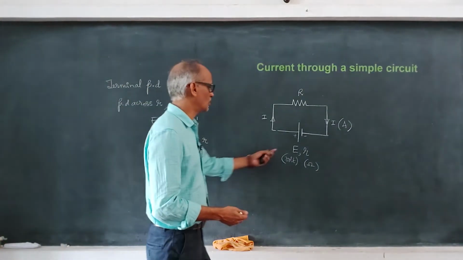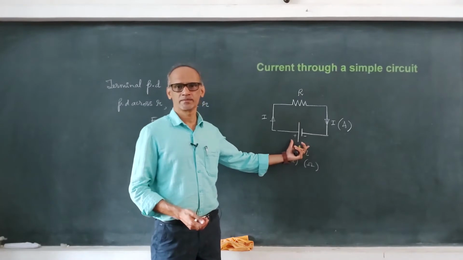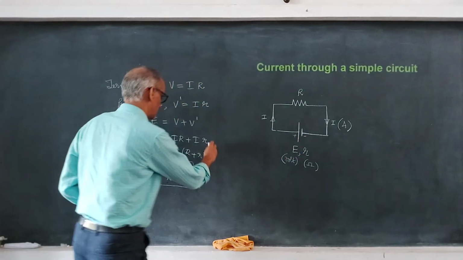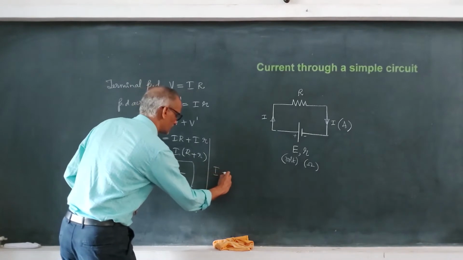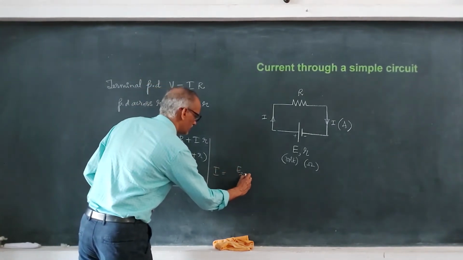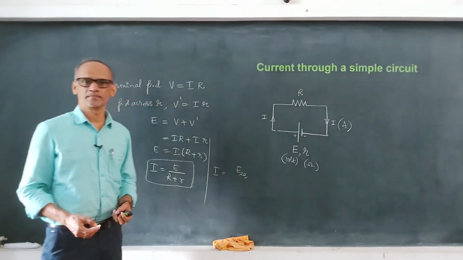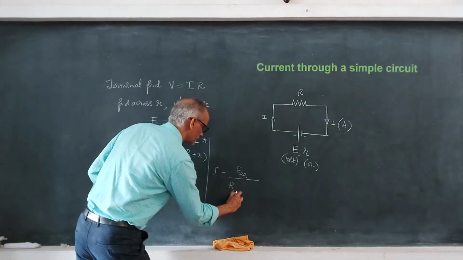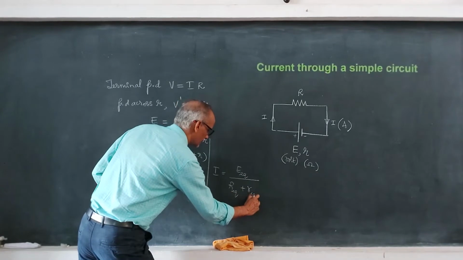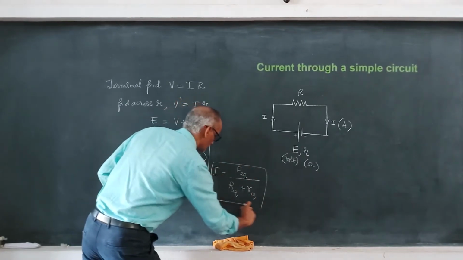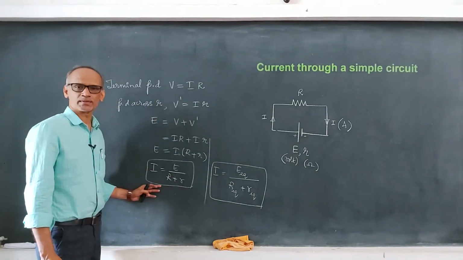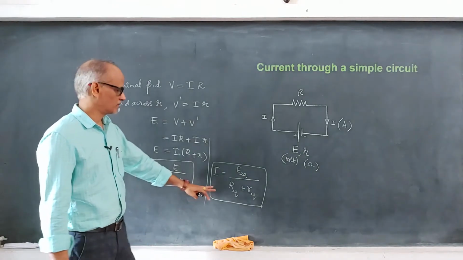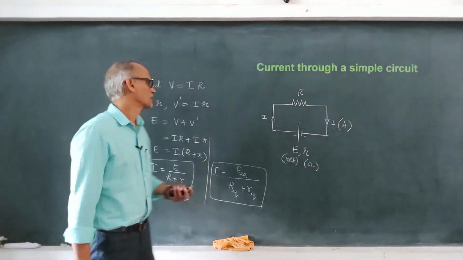Sometimes we connect more cells in the circuit, we connect more external resistance. In that case, we write the current as I is equal to E equivalent, that is the net EMF, divided by R equivalent plus r equivalent. So, we use the equation I = E/(R + r) when there is only one cell and one external resistance. If there are many, then we use this particular formula.